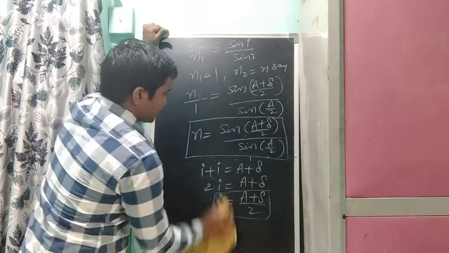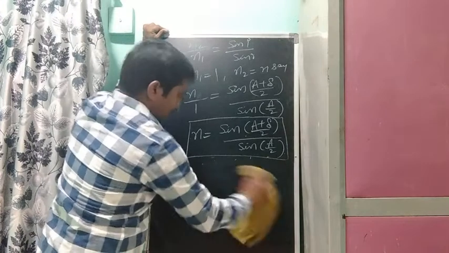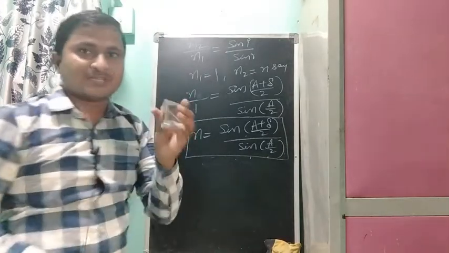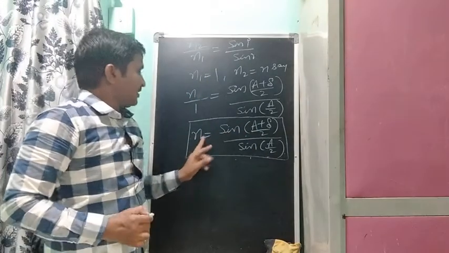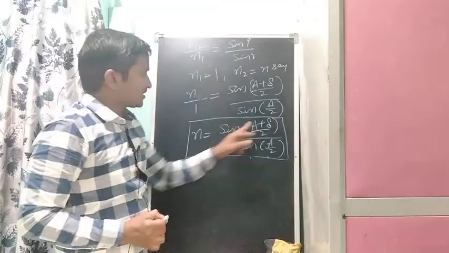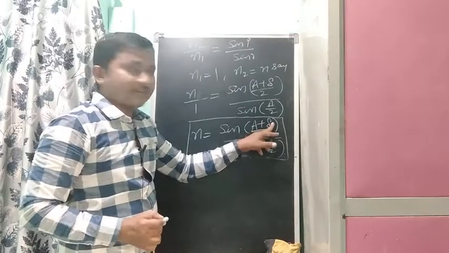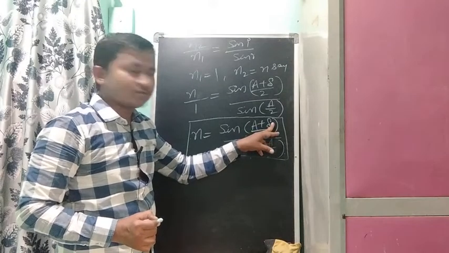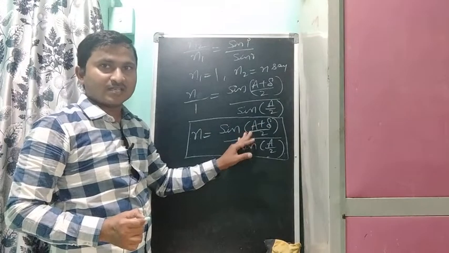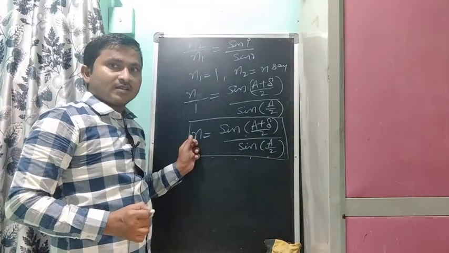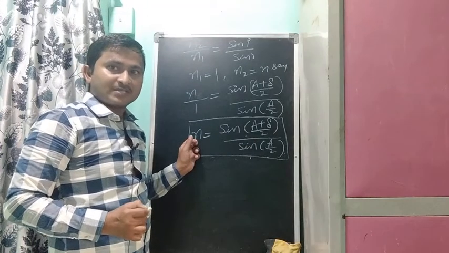By using this expression, we can determine the refractive index of material of the prism. Here, n is the refractive index of material of prism, A is the angle of prism, delta is the angle of minimum deviation produced by the prism. By substituting A and delta values in this equation, we can determine the refractive index of material of prism.